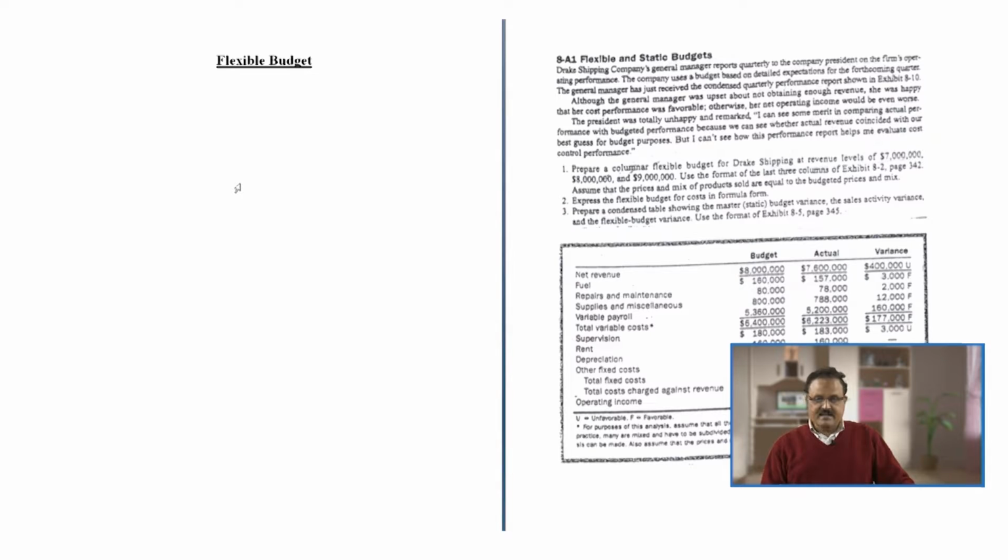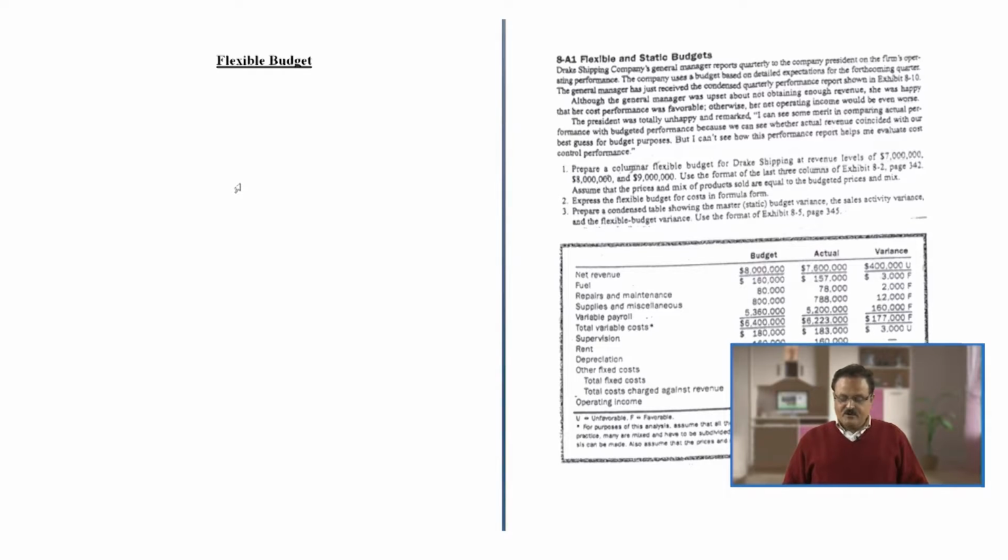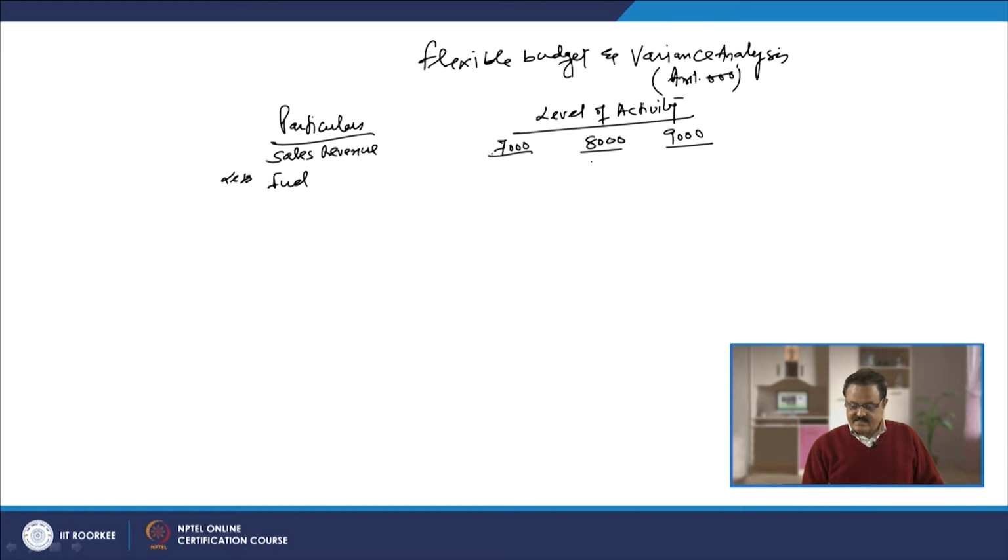I can simply say that the variable costs are proportionate to the change in the level of the revenue or the level of sales. Variable cost changes in the same proportion. If the revenue goes up, total variable cost will go up. If the revenue comes down, variable cost will come down. So, we are assuming that for the 8 million level of revenue, your fuel cost is $160,000. So, I am putting it here $160,000.